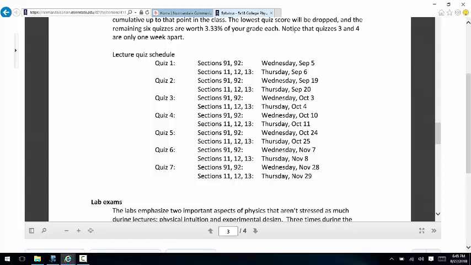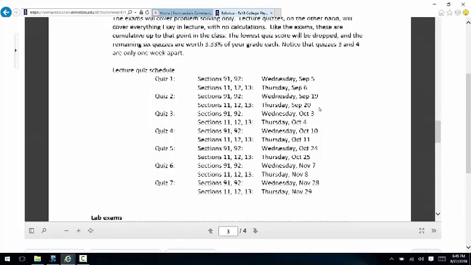But the dates that they're going to happen are all given here. Notice that they're basically all 2 weeks apart, except for quiz 3 and quiz 4 are just 1 week apart because of, I think, days that there's no class at Normandale or something.